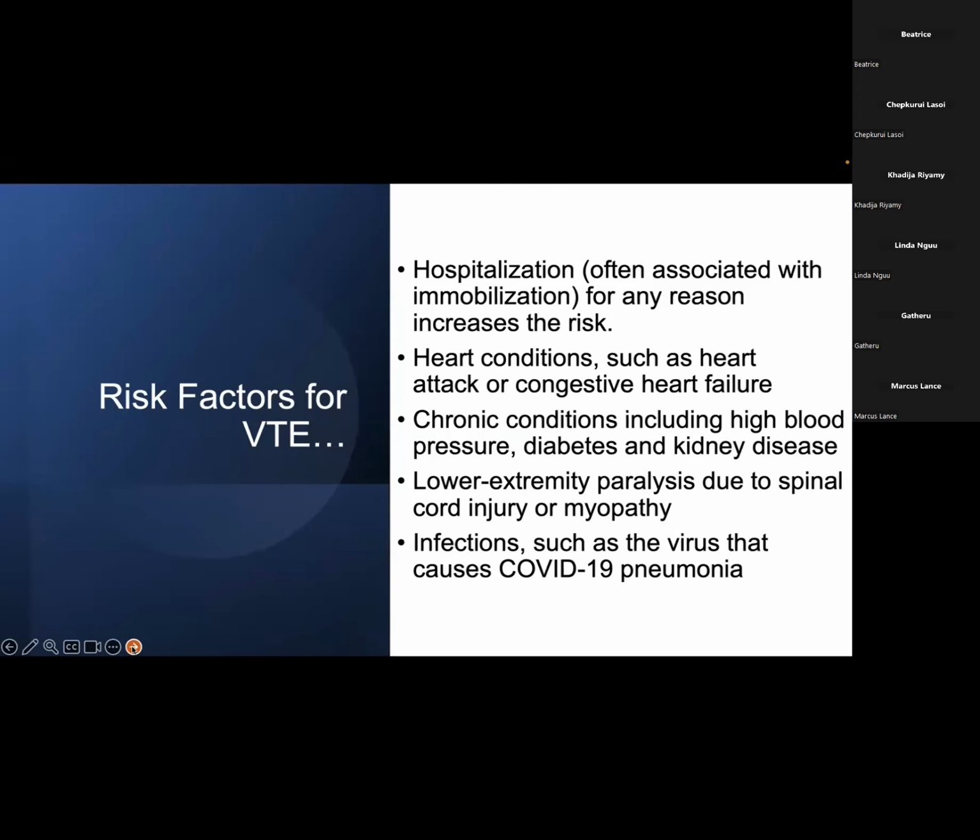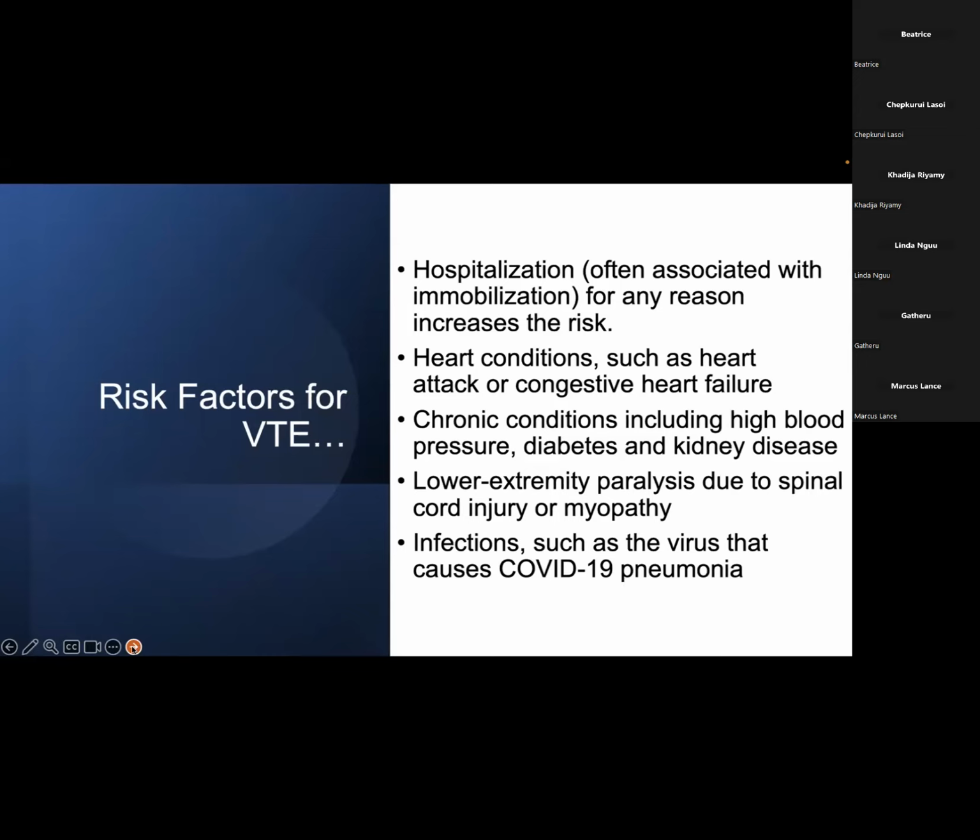Hospitalization is often associated with immobilization, and hospitalization for any reason increases the risk of deep vein thrombosis and hence VTE. Heart conditions such as heart attack or congestive heart failure will also bring the risk of VTE because it minimizes one's ability to exercise and move around, and once you are sedentary and blood flow, especially in the lower limbs, is not very active, you tend to have a risk of thrombosis.